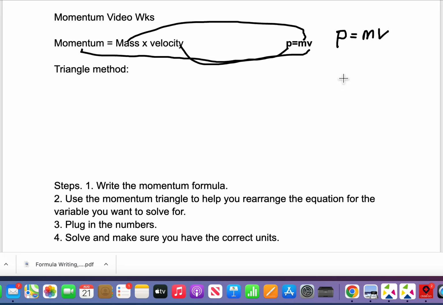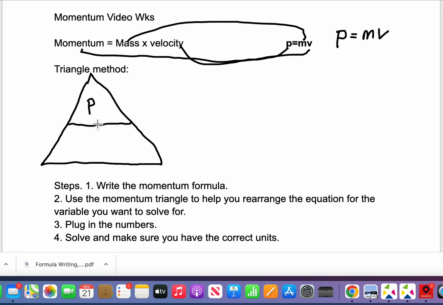Now, to help people out a little bit with the math, we use this triangle method. You'll see this on the board in the room. There's a triangle on the board, and on the top of the triangle is a P, which stands for momentum. On the bottom of the triangle is M for mass and V for velocity. Let's say you want to know what P is equal to. If you cover up P, what does it say to do with MV? Since they're on the same level, that means to multiply them.